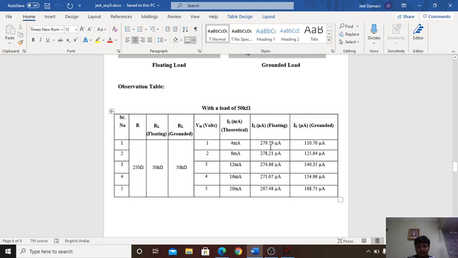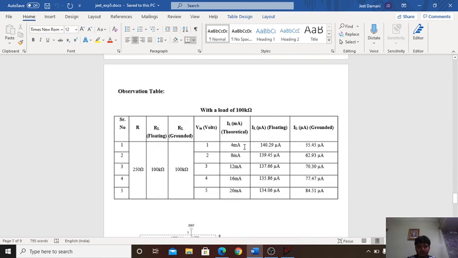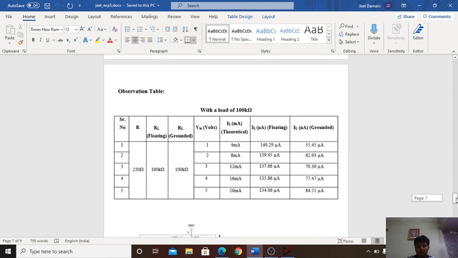As you can see, now if we further increase it to 100 kilo ohms, then it does not match the theoretical value. That is, the load current for both the floating and grounded is decreasing. So as we have seen, the load current depends on the load resistance RL as the load resistance increases.